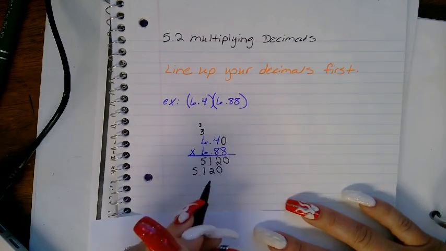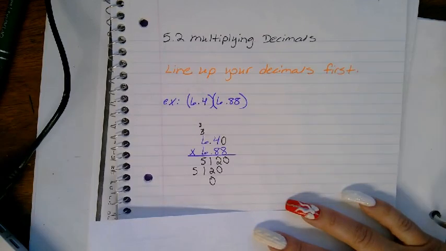So we have 6 times 0 is 0, so our 0 goes there. You realize that I lined that up funny. It's been 2 weeks, guys. I haven't done any math, okay?